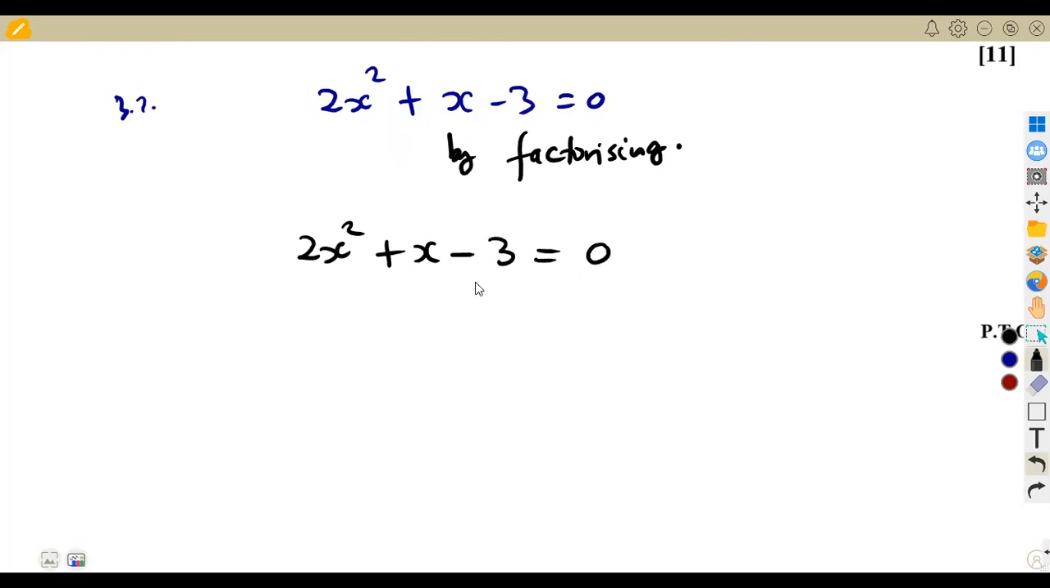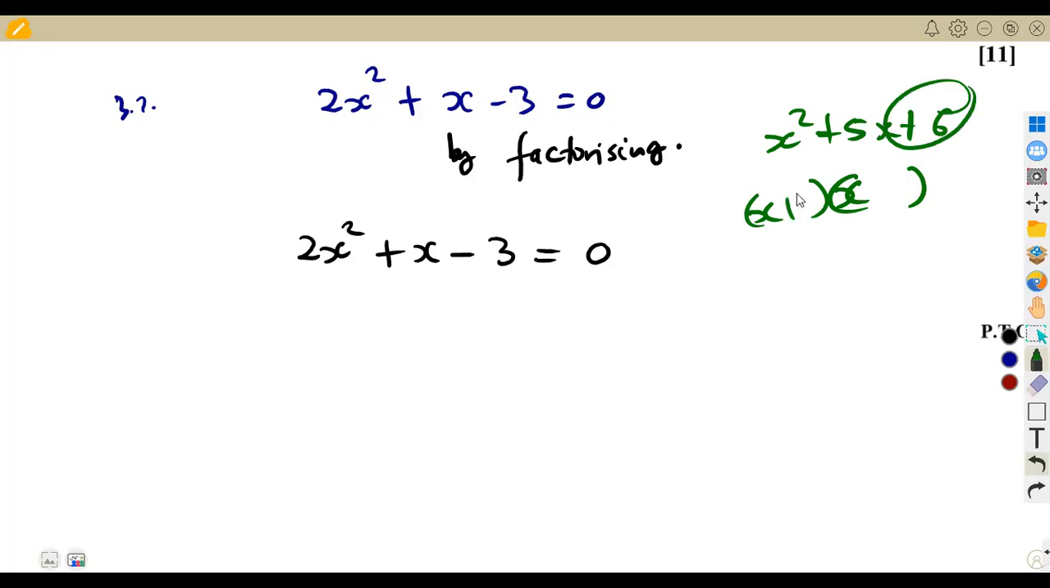On a normal circumstance, if I'm given this, and you are used to that, it's fine. X squared plus 5x plus 6. You just have your two brackets. You're going to put x here, put an x, then factors of 6 that you add up to 5, which is 3 and 2. We are so much used to this, and we can quickly do that.